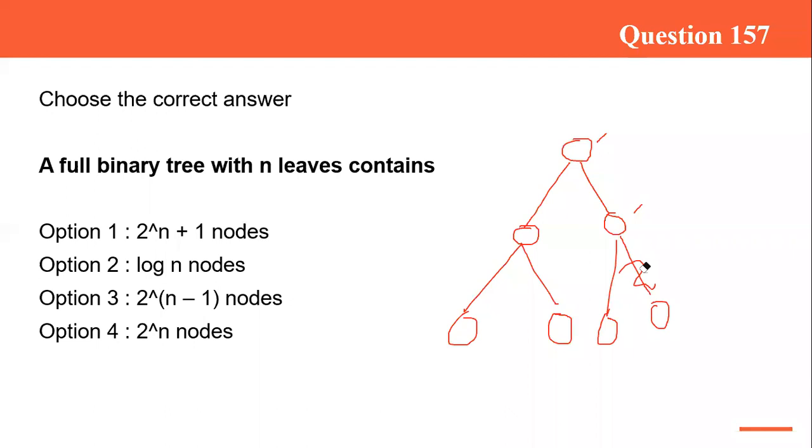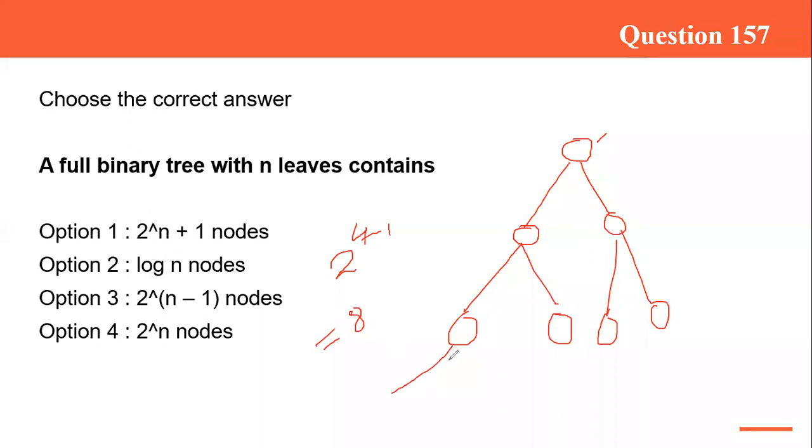One second. 7 nodes we have. So how is the answer 2 power n minus 1? How should it be? The number of nodes is 7. So if I take 2 power 4, where n leaves are there, 2 power 4 minus 1 is 2 power 3. 2 power 3 is 8, right? 8 is what we get. But the number of nodes is 7, right? Then how?